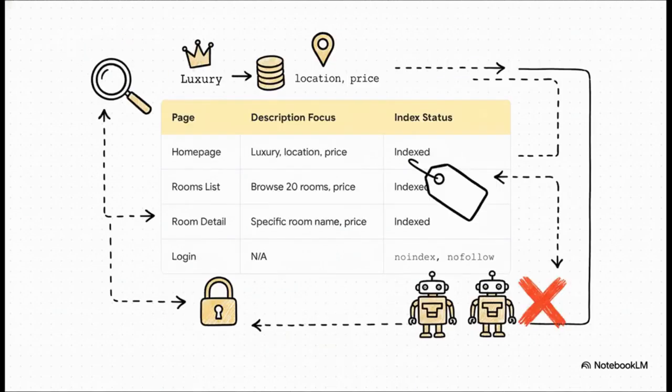Here's a breakdown of the metadata strategy. Take a look at the unique titles and descriptions for the homepage and the rooms list. They focus on important keywords like luxury, location, and the starting price from 20,000 naira. The room detail pages are dynamic. They pull in the specific room name. And crucially, the login and register pages are tagged with noindex, nofollow. We never want those appearing in search results.